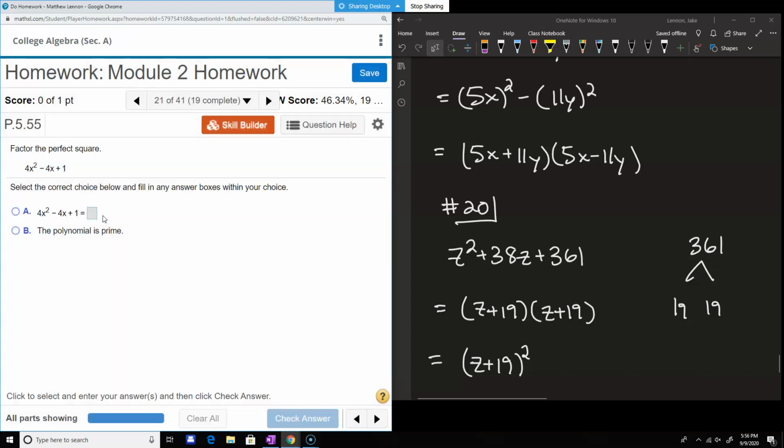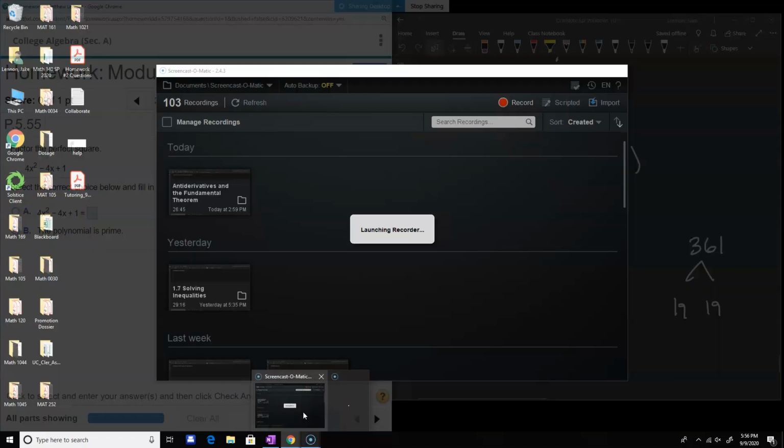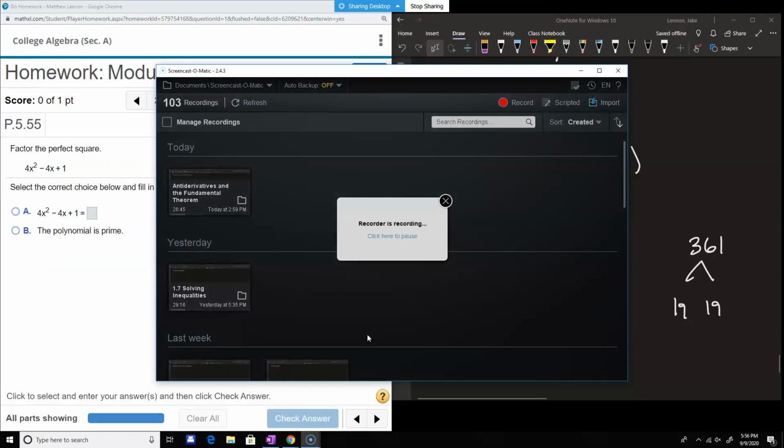All right. So again, this is another perfect square, but why don't we end here and we can do that one starting off next time. So that's it for the Module 2 homework for this week, and we'll do the rest next week.